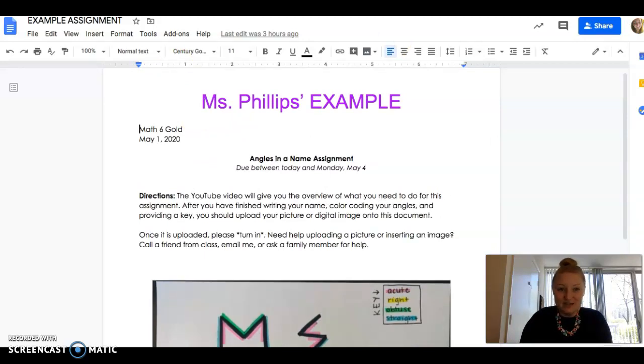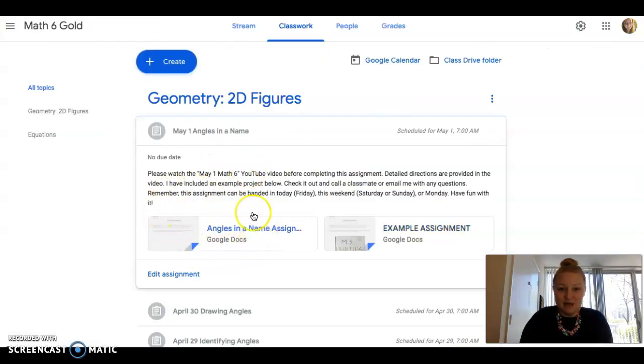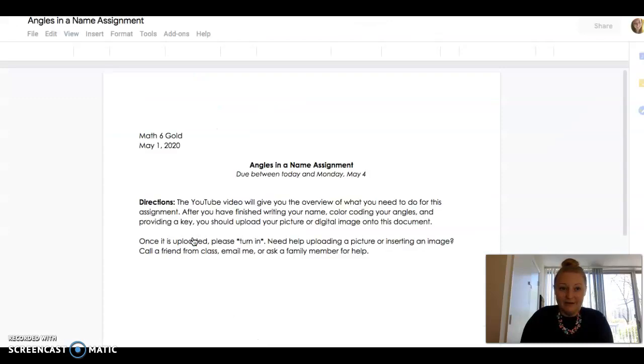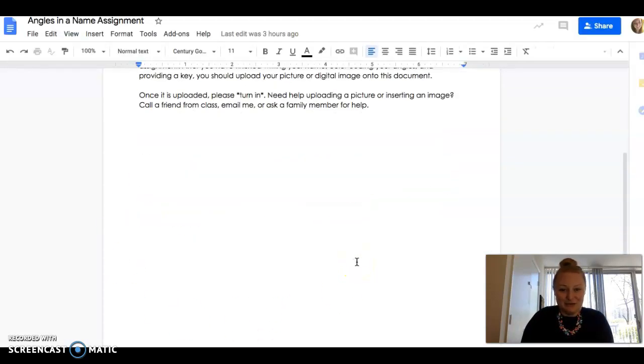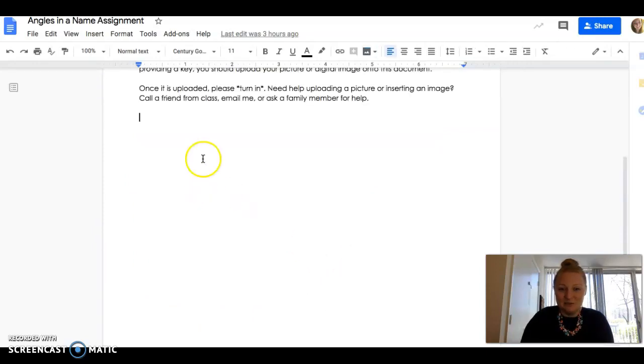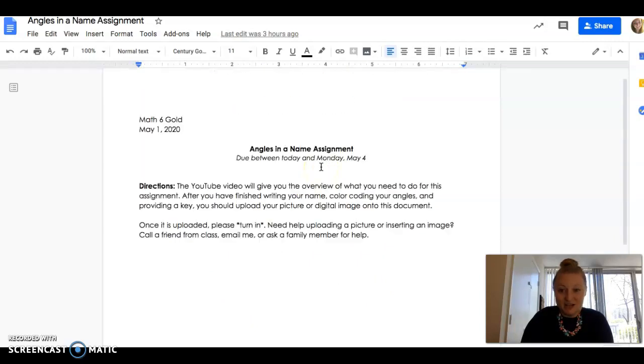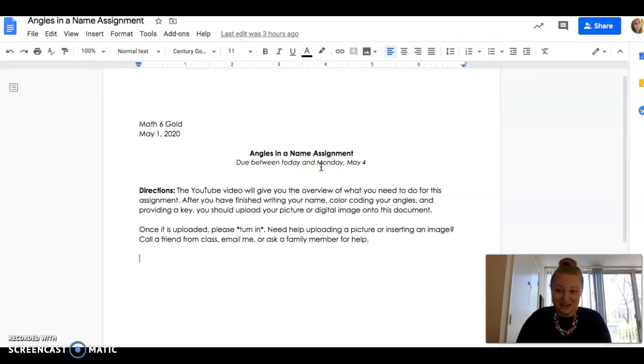After you've looked over the example, you'll notice this document where it says angles and a name assignment, that's where you're going to upload your picture. So you'll see the same thing, except you don't see my picture down here anymore, because this is where you're going to insert your image. And when you're done, you're going to press turn in. Because I'm the teacher in this class, I don't have an option to turn the document in, but you'll see that blue turn in button.